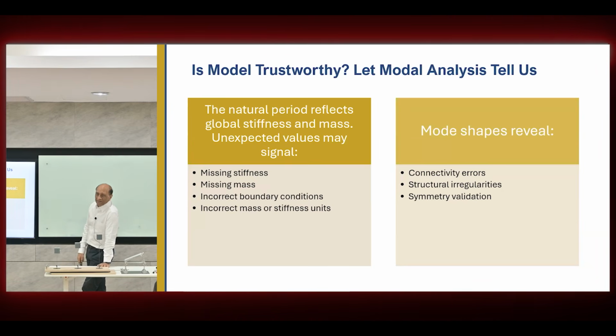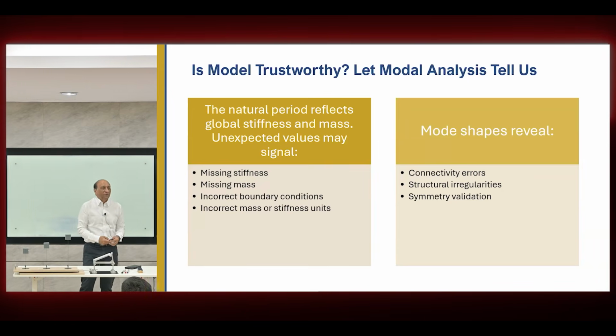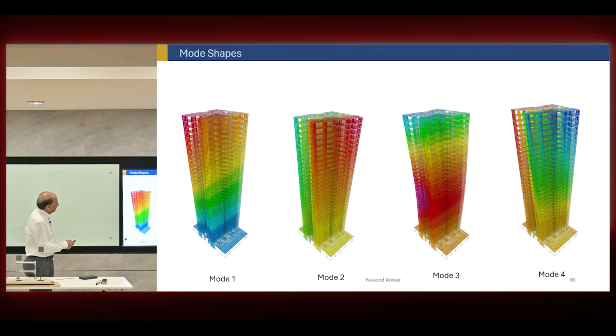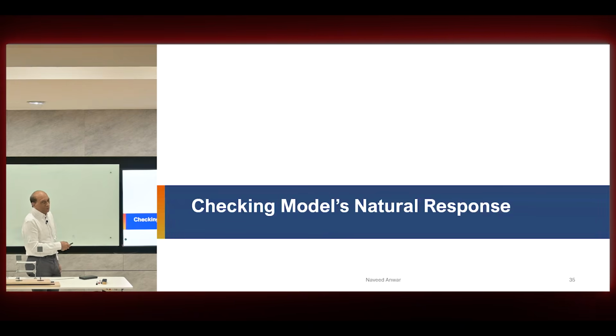Okay. Connectivity errors, structural irregularities, symmetry, validation. All of this can be done if you look at the model response and if you know how to look for the things. So we will start now with the natural response.